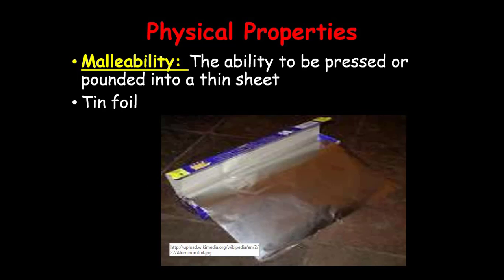The third one is malleability. What's the meaning of malleability? Malleability is the ability to be pressed or bonded into thin sheets, like tin foil. As we know, aluminium is considered a big rock. If we want to press this and make a thin sheet, this characteristic is called malleability.